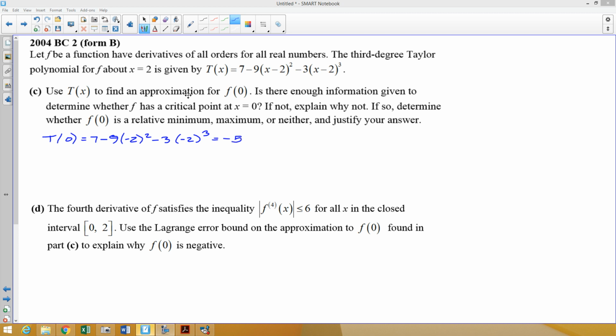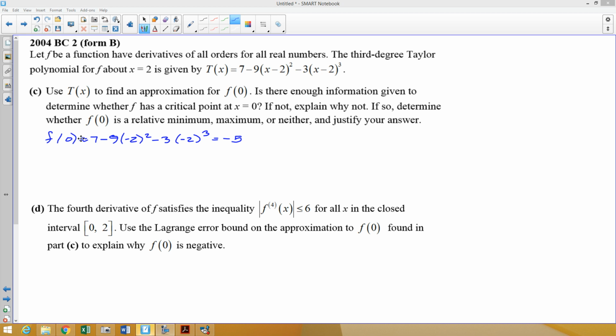Now remember, that's an approximation for f. That's not exactly f of 0. And I'm going to change the way I wrote this. We're estimating f of 0, so I'm going to change this to f of 0 is approximately that. So f of 0 is approximately negative 5.